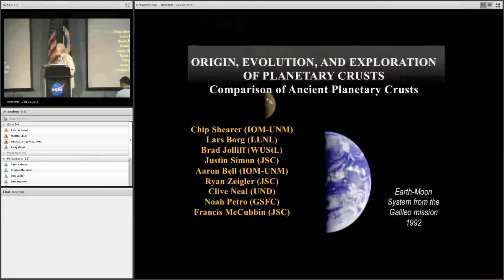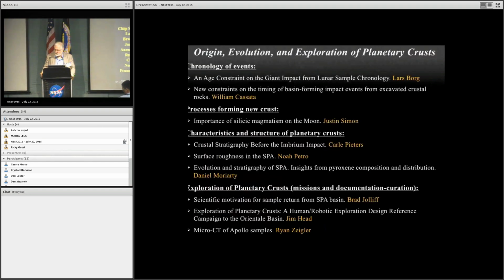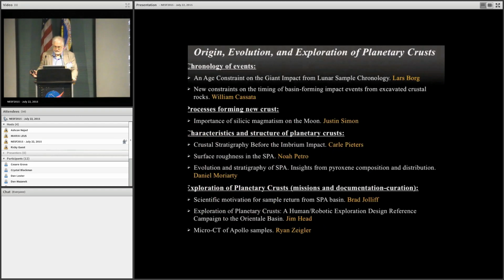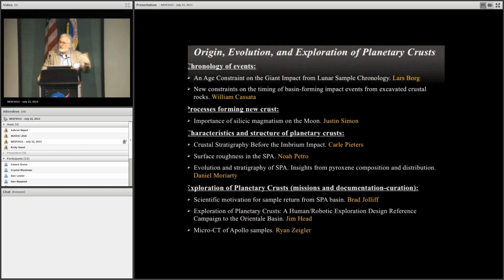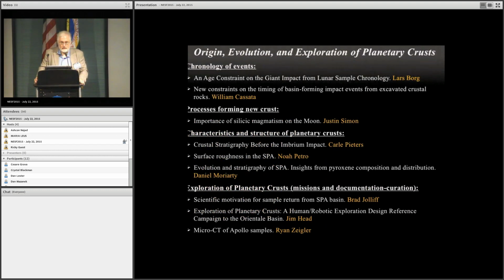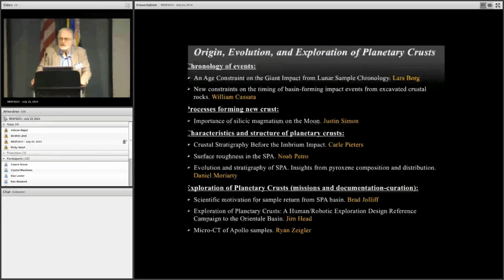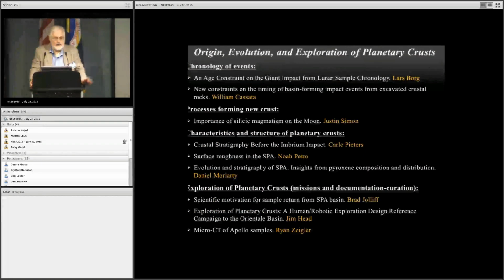First, I just wanted to acknowledge my co-authors that are shown here for this talk, and actually for this session. Just to give you a little taste of what's coming up the rest of the morning, the themes within the origin, evolution, and exploration of planetary crusts are outlined here.